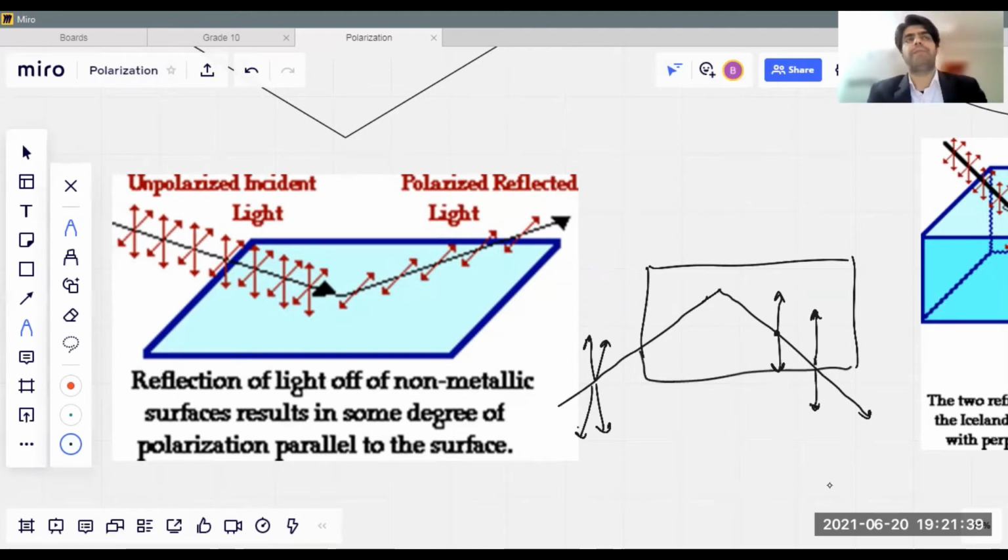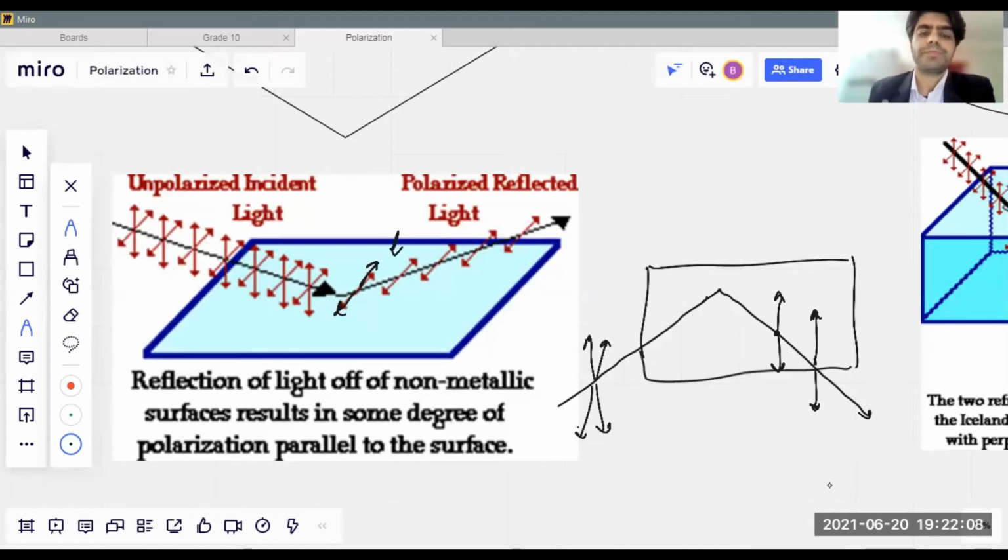Whenever unpolarized light falls onto a surface, it is going to get polarized parallel to the plane of the surface. So you can see this polarization is happening parallel to the plane of the surface. You can examine this on pools as well. Whenever you go for swimming, people used to wear glasses. So can anybody tell me why we use glasses whenever somebody is going to a beach or a pool?